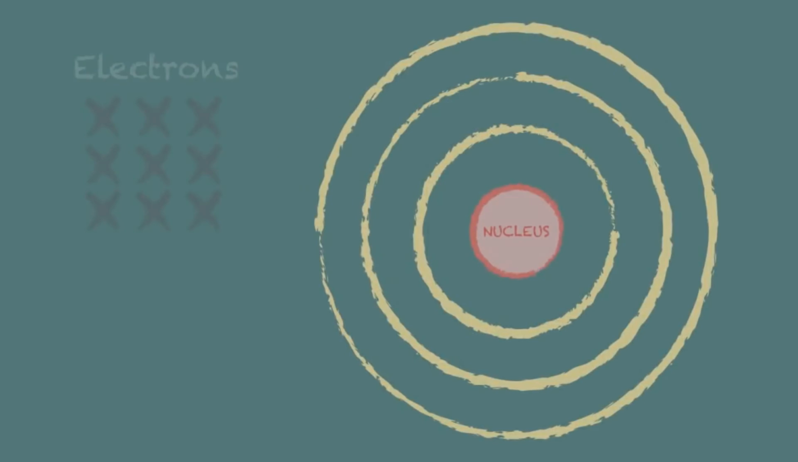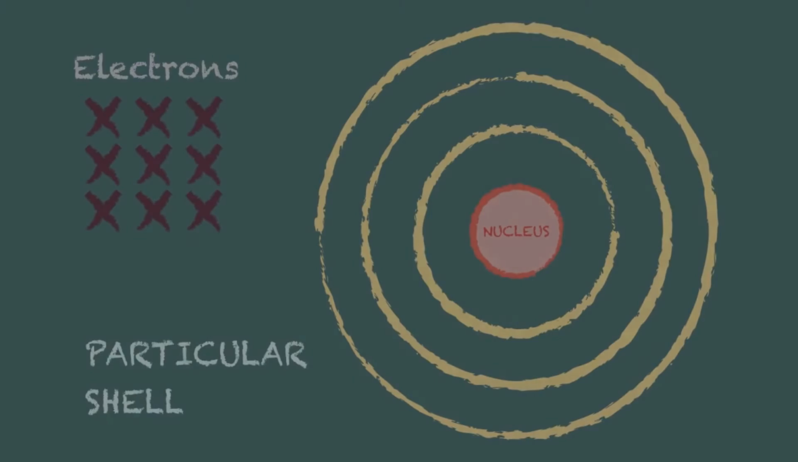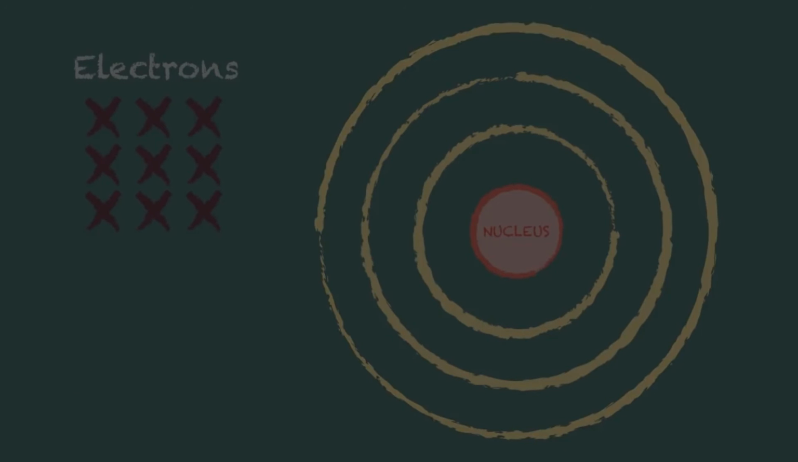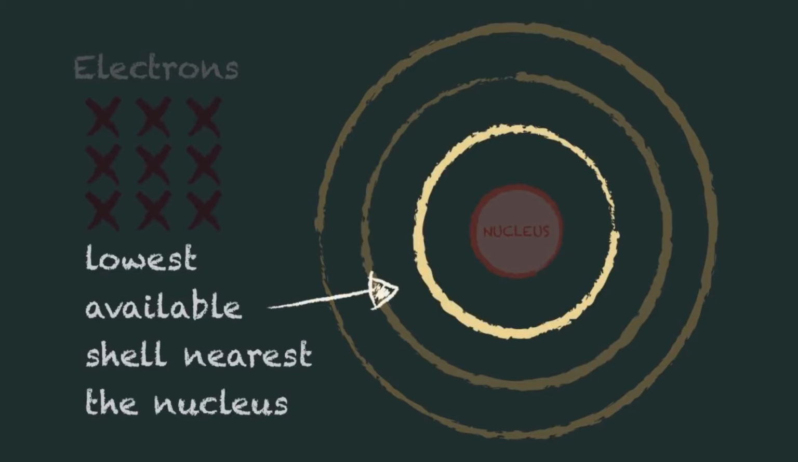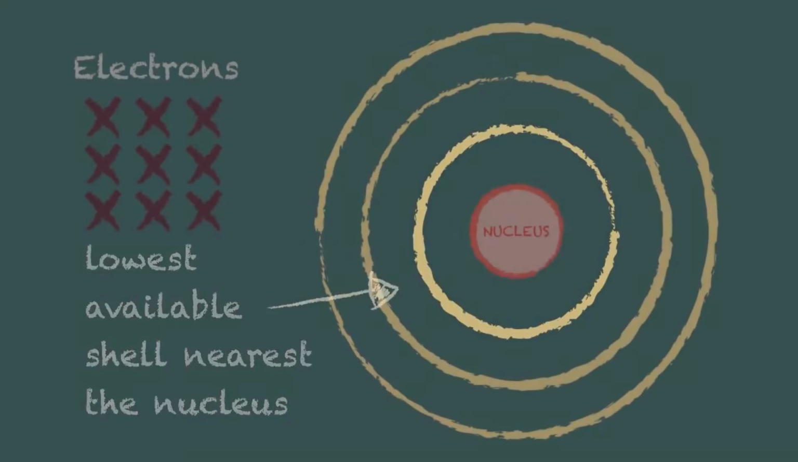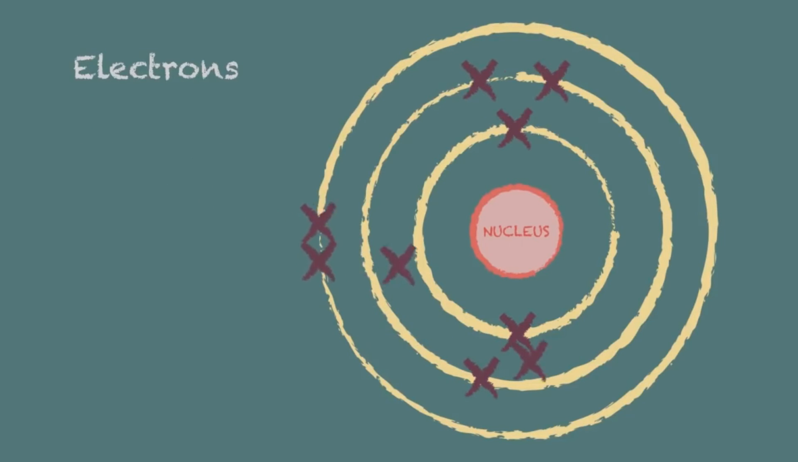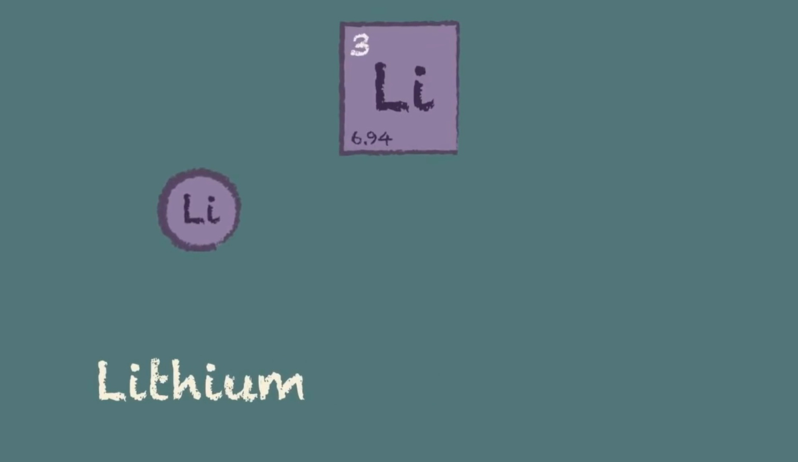Each electron in an atom occupies a particular shell, and the electrons must occupy the lowest available shell nearest to the nucleus first completely, before moving on to the next shell. So when we are drawing the electronic configuration, we have to fill the shell in this manner, starting from the lowest energy level first.